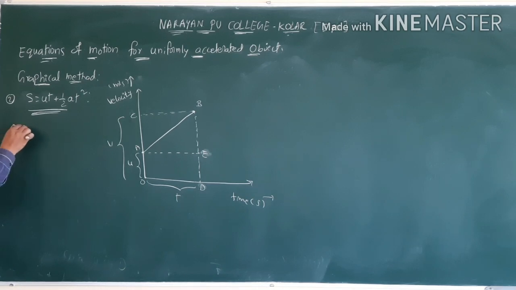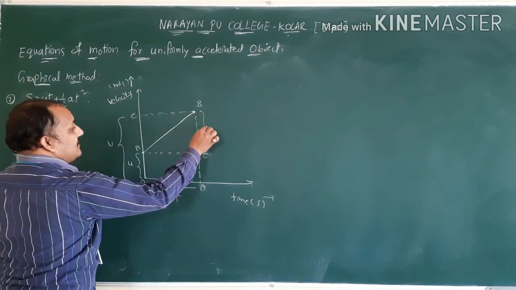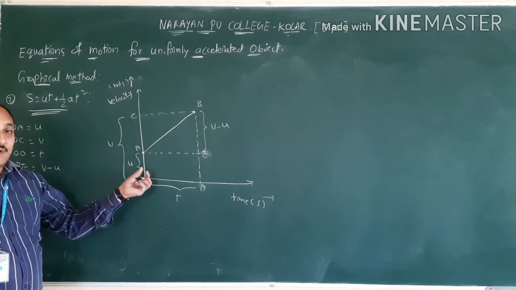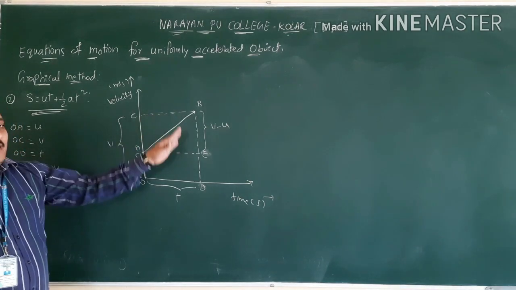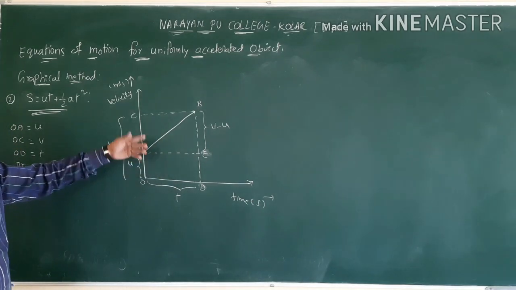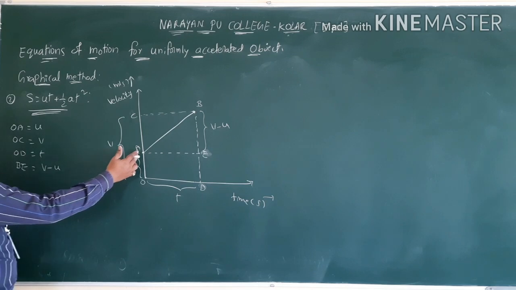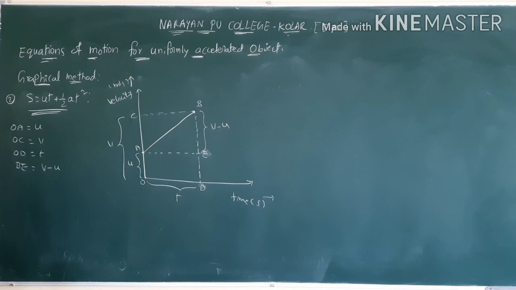Again, OA is U, OC is V, OD is T. In the previous graph we got BE as V minus U. I have drawn this graph again, not the previous one; in the previous graph I had taken theta, but here theta is not there. Naming A, B, C, D, E is your wish. However we take it, the process will be the same.